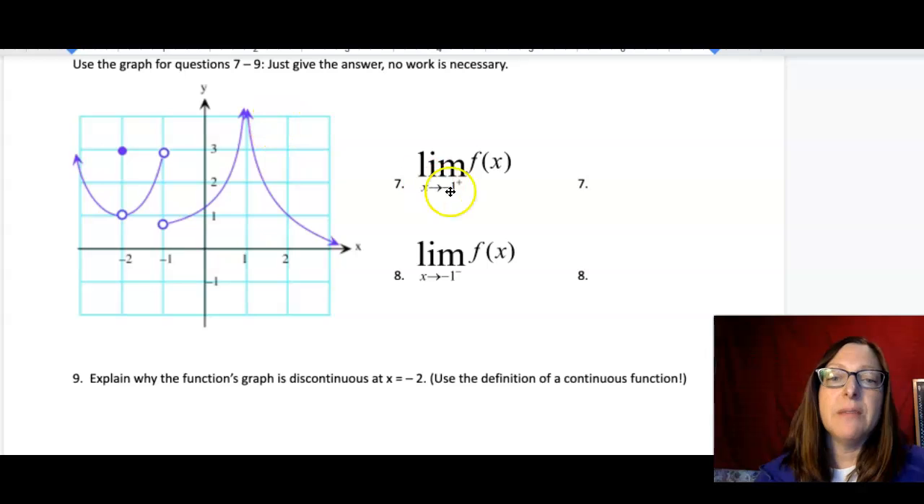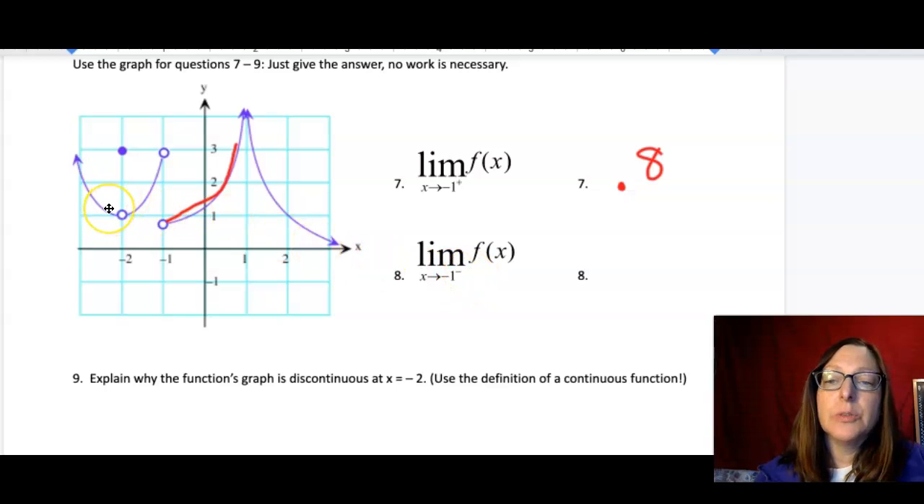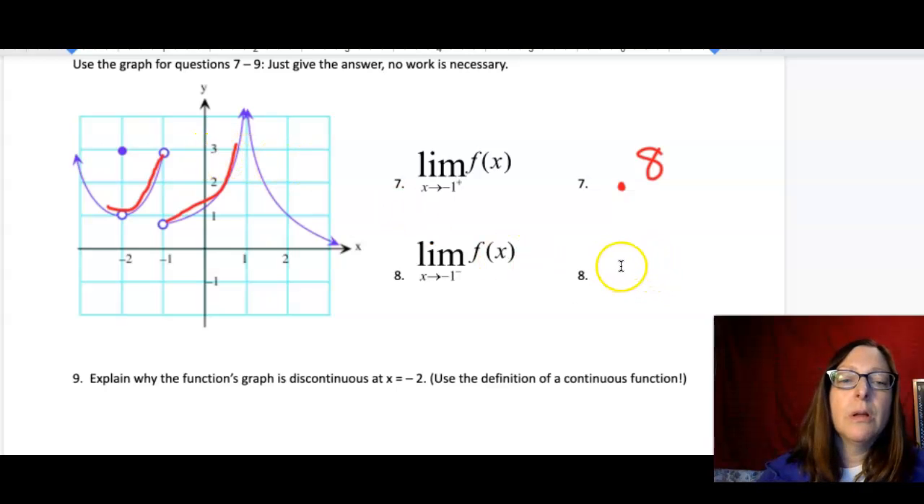For problem 7, notice it is -1 from the right side. As I am approaching -1 from the right side, it looks like it is about 0.8. I don't care if you wrote 1, that's fine. Part 8 says -1 from the left side. So here's my function coming in to -1 on the left, and it looks like it is headed right towards the number 3.